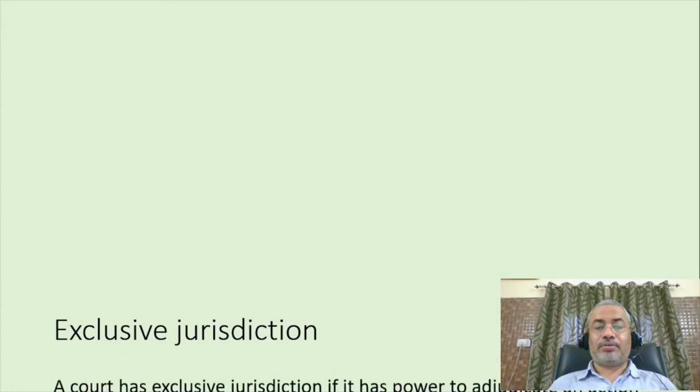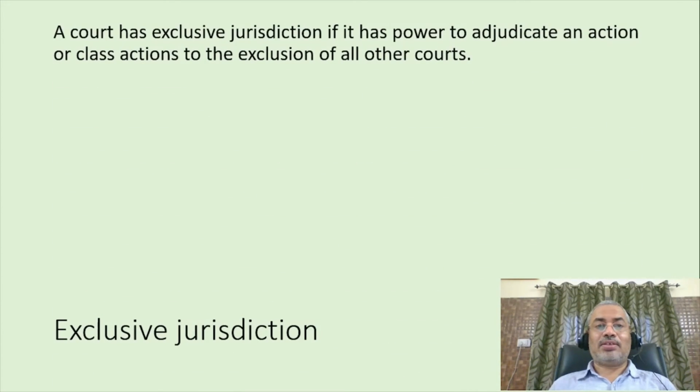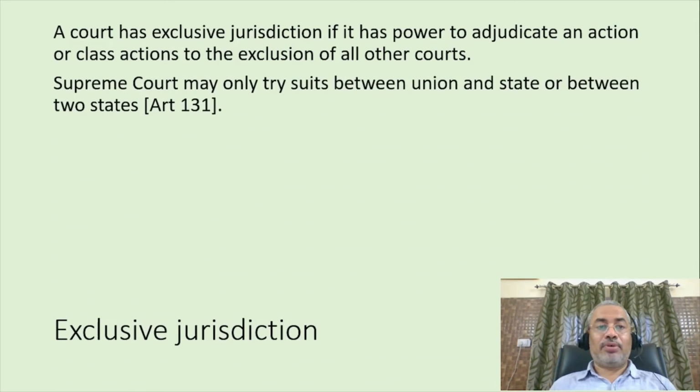Exclusive jurisdiction. A court has exclusive jurisdiction if it has power to adjudicate an action or class of action to the exclusion of all other courts. For example, Supreme Court is the only court to try suits between union and state or between two or more states as provided in Article 131.